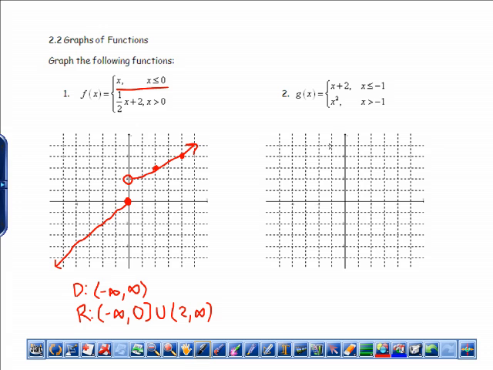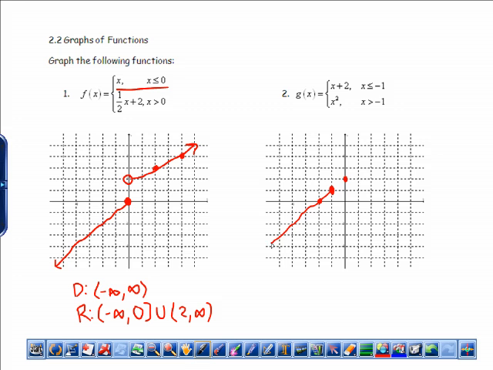Okay? Alright, let's look at the next one. Here we have g of x, and again, two pieces. The top piece is another line, so we start with 2, and then we could go up 1, over 1. Here I'm going to go down 1, over 1, down 1, over 1, down 1, over 1. And we only want this piece for the x's that are less than or equal to -1. So that really starts right here.